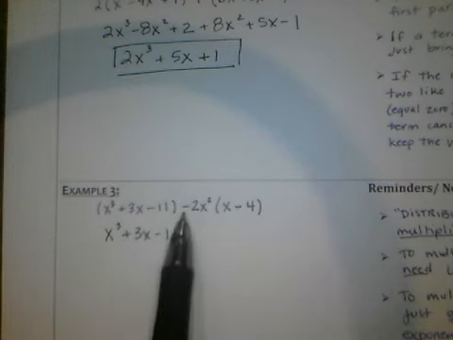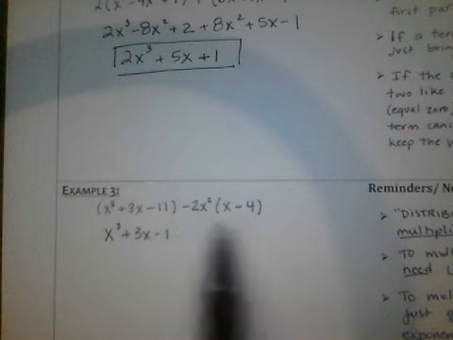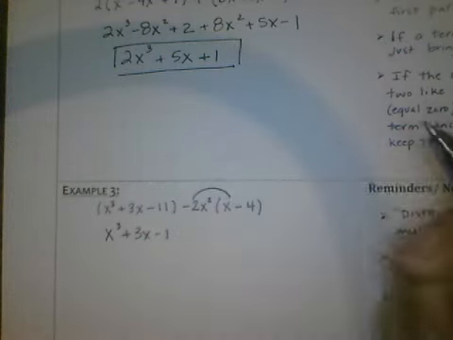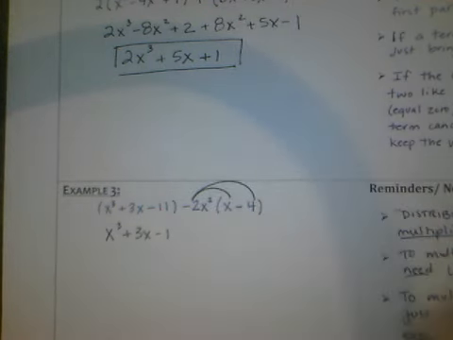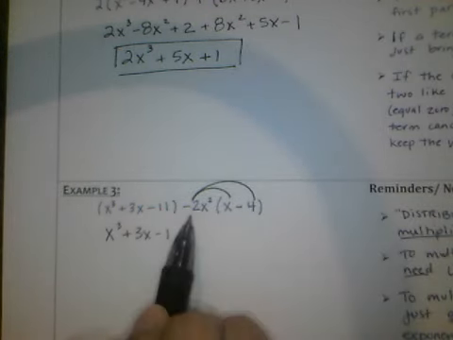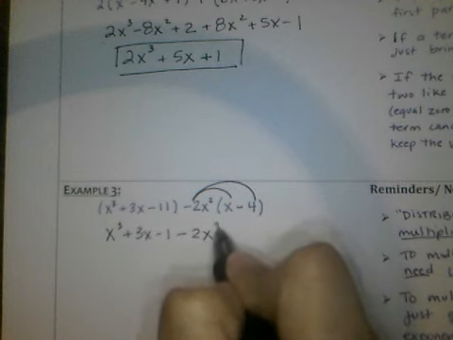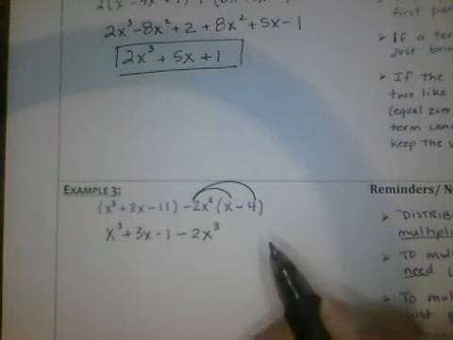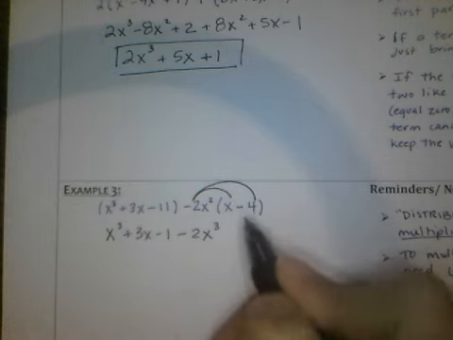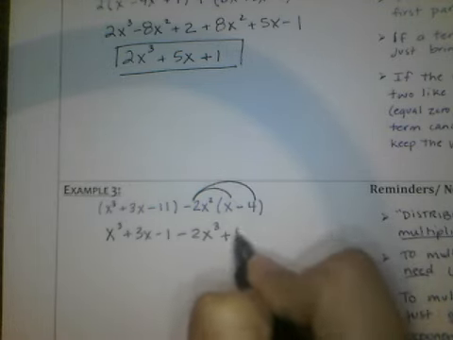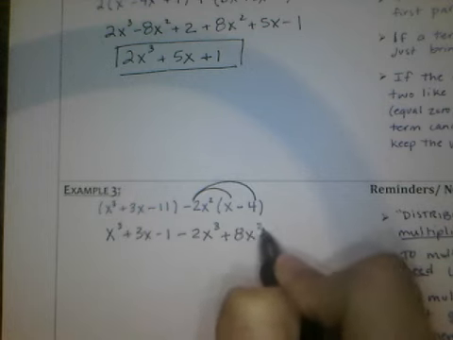Now, when I distribute the negative 2x squared, it's important to remember that the negative goes with this term, and also that you have to multiply by both pieces. Negative 2x squared times x becomes negative 2x cubed because you add the exponents when you multiply variables. Negative 2x squared times negative 4 becomes positive 8x squared.